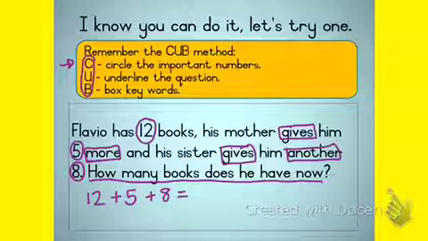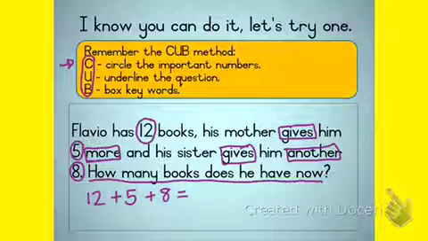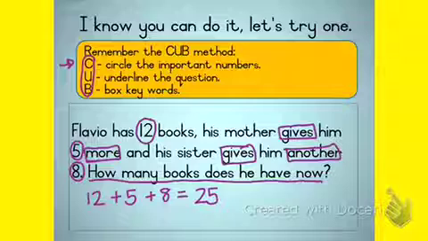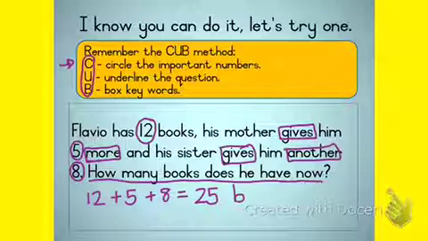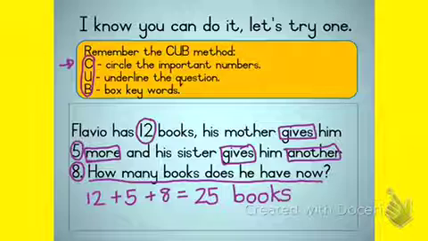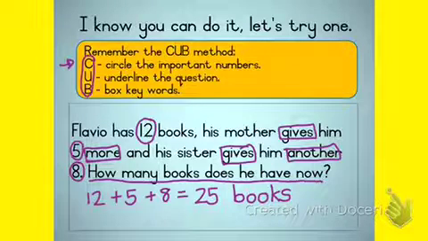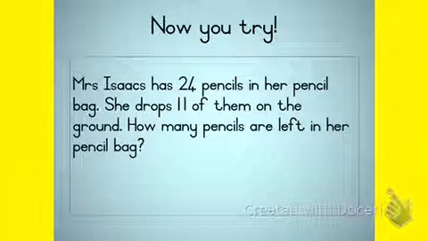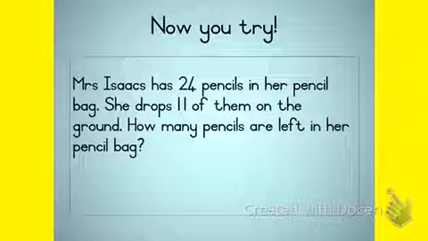Okay, now we just have to work out the answer. So what's the answer? 25. Very good. And what are we talking about? We're talking about books. So we need to write the word books. 25 books. Okay. Now I'd like you to pause the video and try this one, and then you can come back and we'll do the answer together.